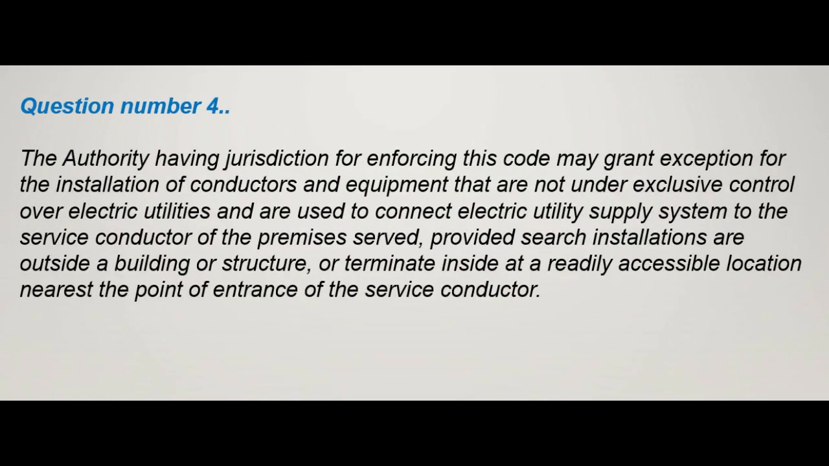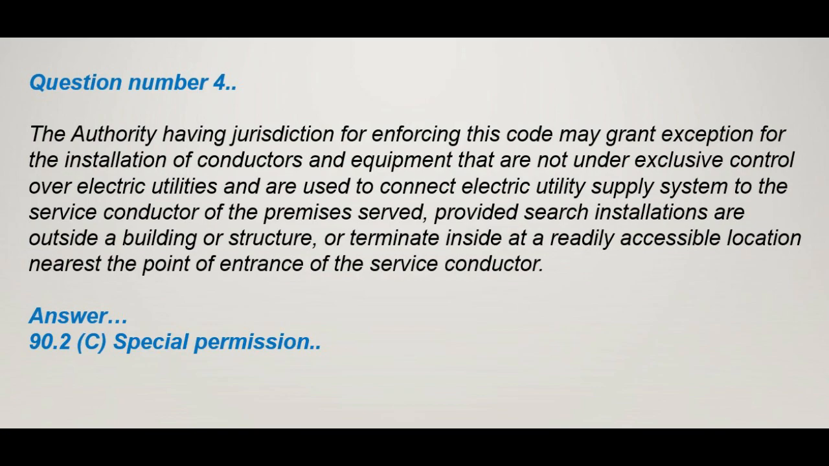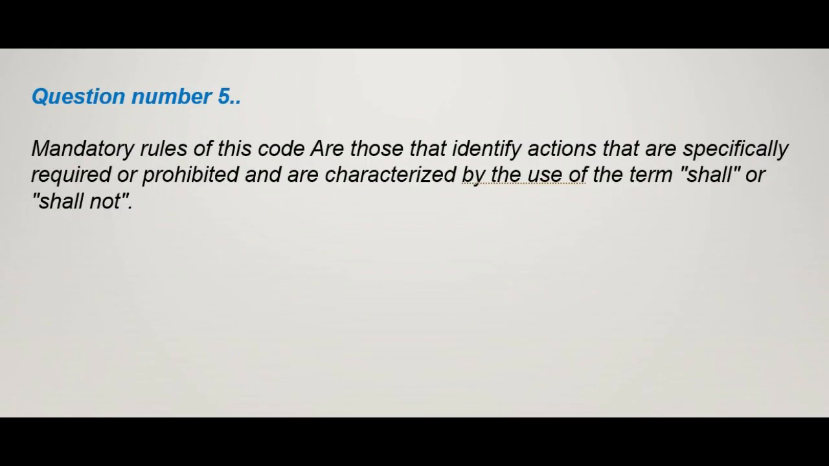Question number 4. The authority having jurisdiction for enforcing this code may grant exception for the installation of conductors and equipment that are not under the exclusive control of electric utilities and are used to connect the electric utility supply system to the service conductors of the premises served, provided such installations are outside a building or structure, or terminate inside at a readily accessible location nearest the point of entrance of the service conductors. Answer: special permission.